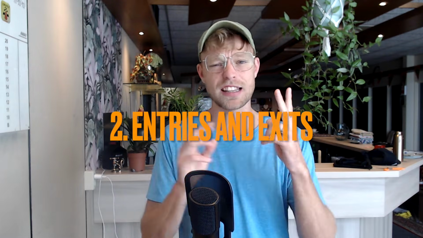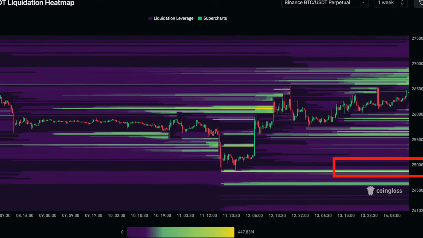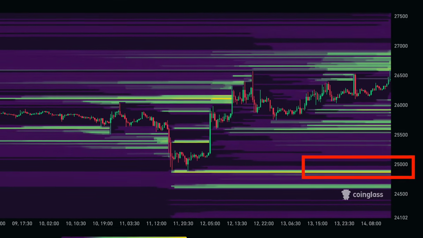The second way you can use this for your trading strategy is looking for entries and exits. And this is very powerful, guys, because when Bitcoin, for example, is trading at 25,000 US dollars, but there is a very big liquidation event going on at 24,500, chances are quite high that Bitcoin will dip into that level.